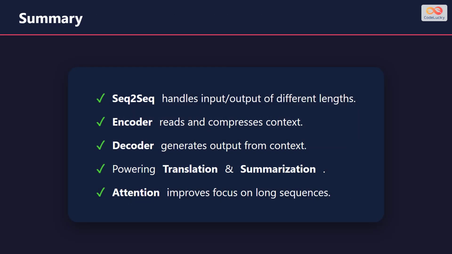To wrap up, sequence-to-sequence models allow us to handle inputs and outputs of different lengths. The encoder reads the data, and the decoder generates the result. This architecture is the engine behind translation, summarization, and many other generative tasks, especially when enhanced with attention mechanisms.